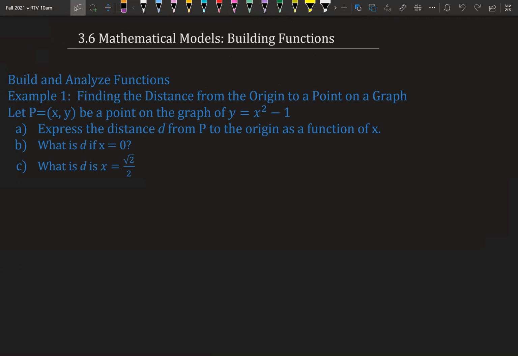So let's find the distance from the origin to a point on a graph. Let P equals (x, y) be a point on the graph of y equals x squared minus 1. Let's express the distance d from point P to the origin as a function of x. What is d if x is 0? And what is d if x is square root of 2 over 2? So first things first, we need to express the distance d from P to the origin as a function of x.